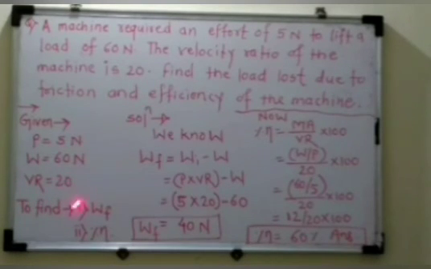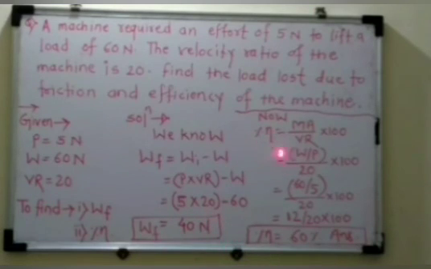What do we have to calculate? Find the load lost due to friction, that means WF, and the efficiency, that means eta. Now see, here we have to calculate the load lost in friction, and we have the formula of load lost in friction, so simply apply the formula. We know WF is equal to WI minus W. So WI is what? P into VR, minus W. Put the values: P is 5 into 20 minus 60. Put a proper bracket so that you will not go wrong. So 5 into 20 is 100, 100 minus 60, that is WF is 40 Newton.